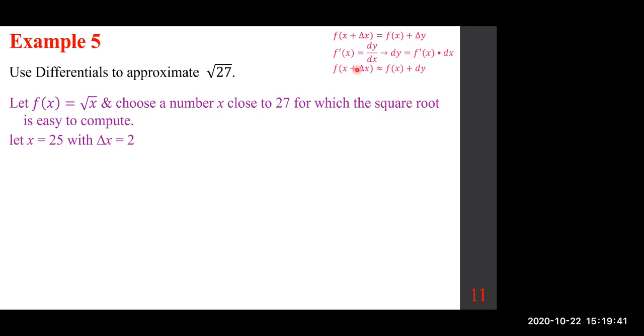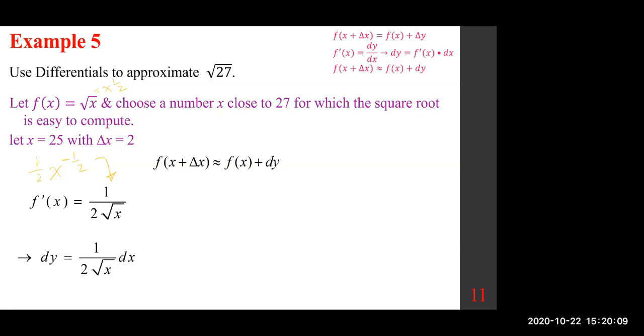So what do we want? f of x plus delta x is f of x plus dy. So we need f of x, we have it. We need dy. By now, you know that the derivative of square root of x is 1 over 2 square root of x. I hope everybody remembers that. One easy way is to rewrite this as x to the power of 1/2. So the derivative becomes 1/2 x to the power of negative 1/2. And so dy is the same thing times dx. So f of x is square root of x, and then dy is 1 over 2 square root of x dx.